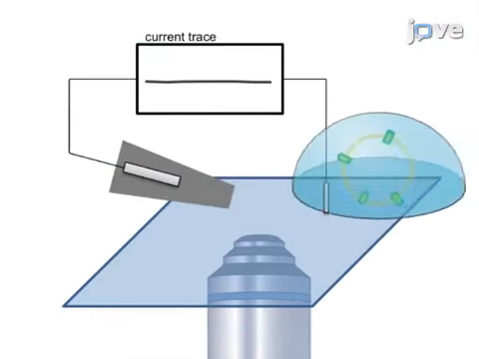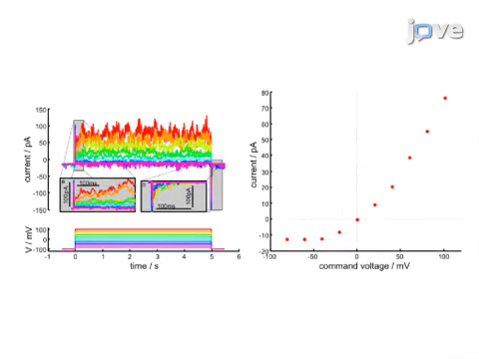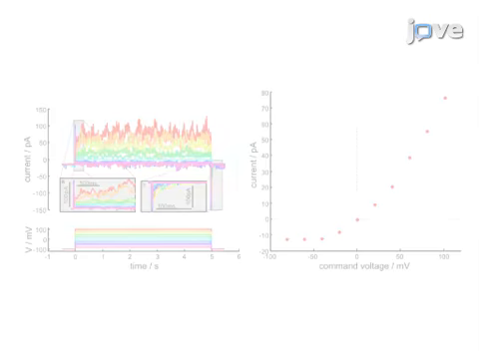Then, the GUVs are transferred to a recording chamber, and a piece of GUV membrane is excised with a patch pipette in order to measure ion currents. The results show that the ion channels in the GUV membrane activate in response to changes in membrane voltage, based on the analysis of the current recordings.